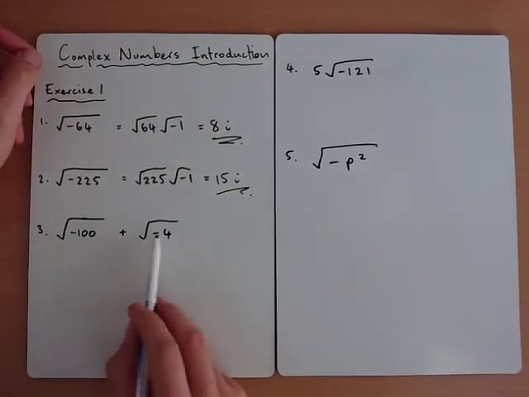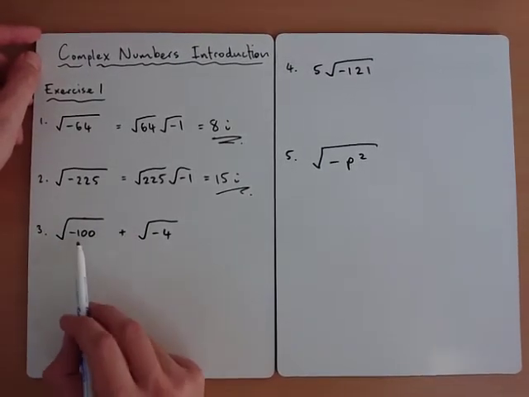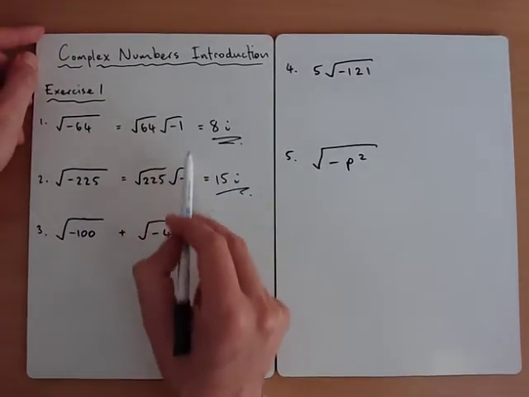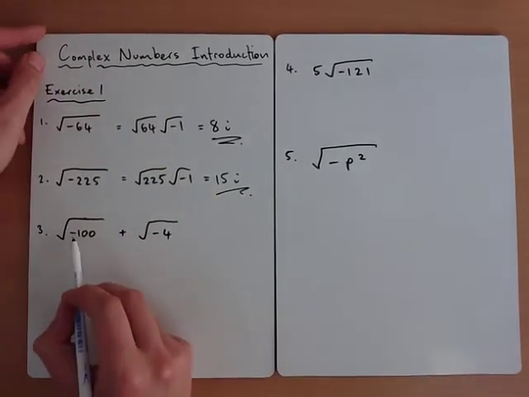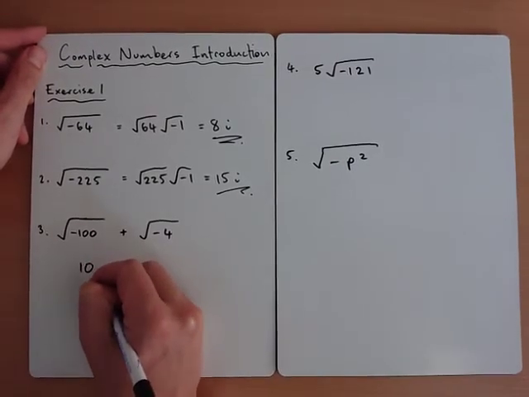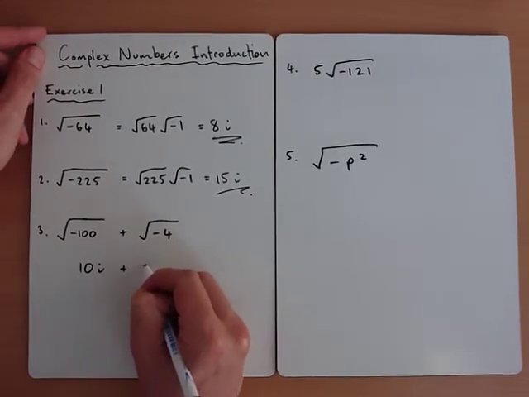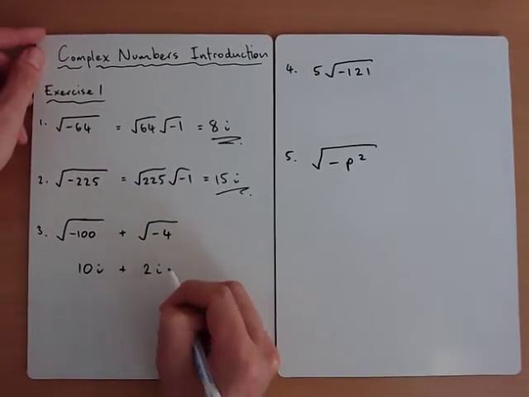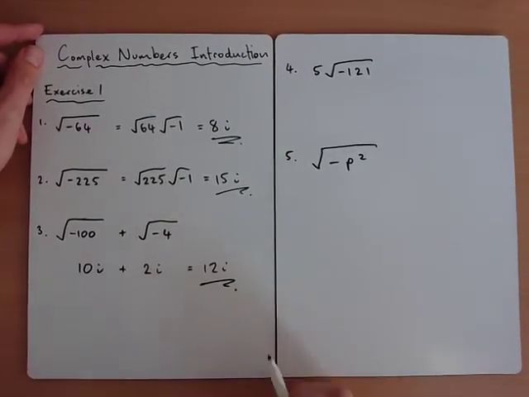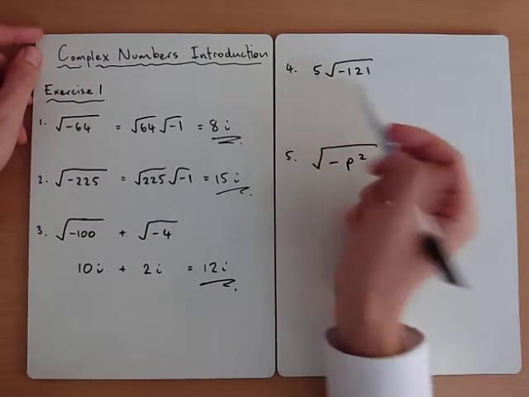Okay, for this next one, we've got two surds which are separate. Don't try and multiply these together. We've got to keep these clearly two separate things. So the square root of minus 100. I've done a few of these now, I'm going to skip this step, but after you've done a few, you should be able to skip it. We know it's a negative, so it's going to have an I in it, and the square root of 100 is 10. So that's 10i. Square root of minus 4. Square root of 4 is 2. Square root of minus 1 is I. So 10i plus 2i is 12i.